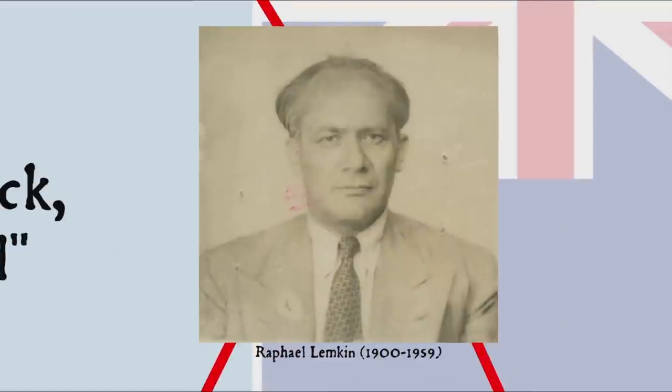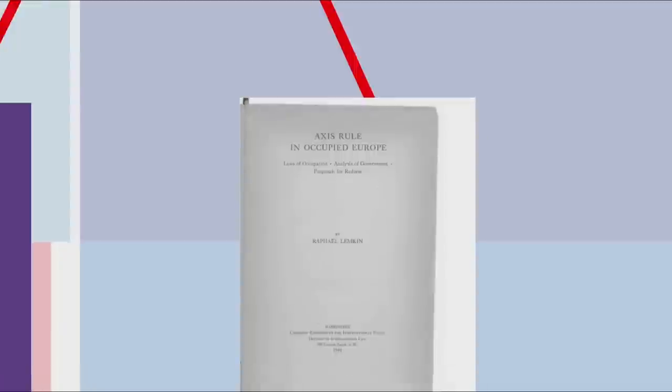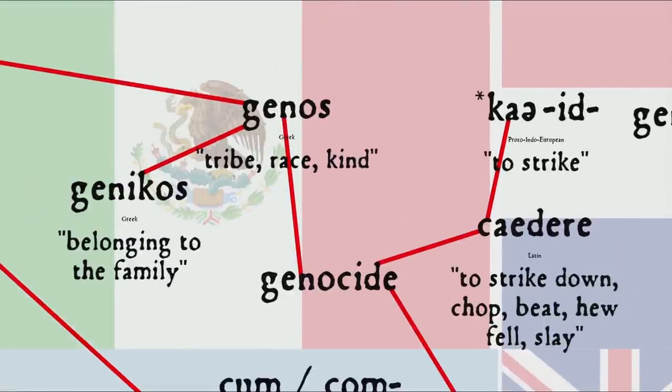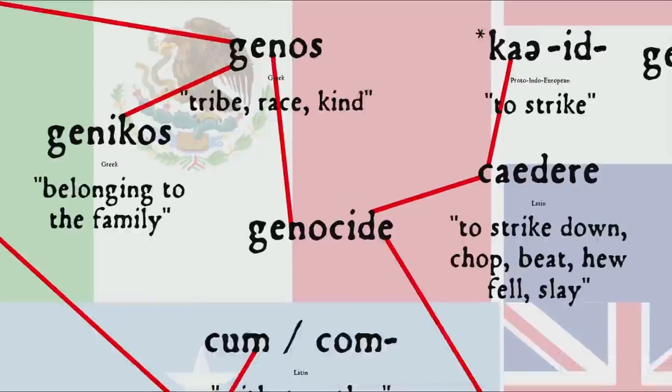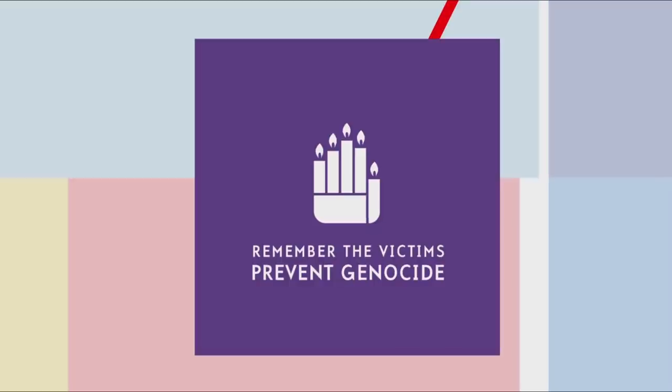The word genocide was coined by Raphael Lemkin, a Polish lawyer of Jewish descent, around 1943 or 44, in reference to the Nazi extermination of Jews, in his work Axis Rule in Occupied Europe, from Greek genos, tribe, race, kind, and the suffix -cide, a combining form meaning a killing, from Latin caedere, to strike down, chop, beat, hew, fell, slay, traceable back to the PIE root caed, to strike, so literally tribe killing. Lemkin would go on to draft the UN Genocide Convention.